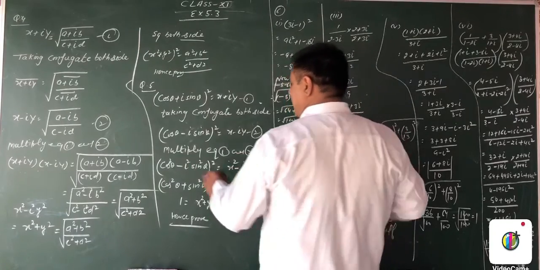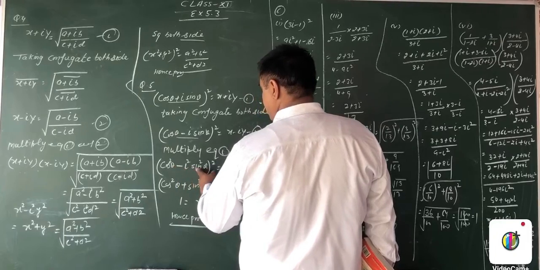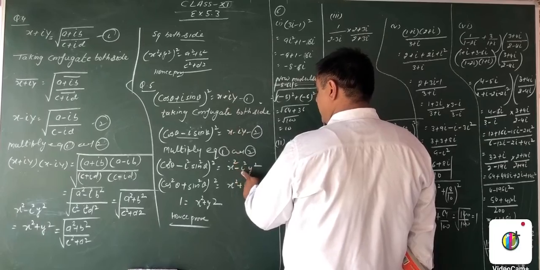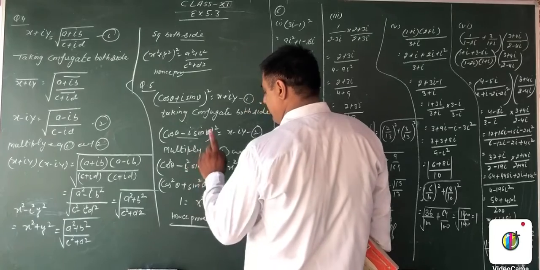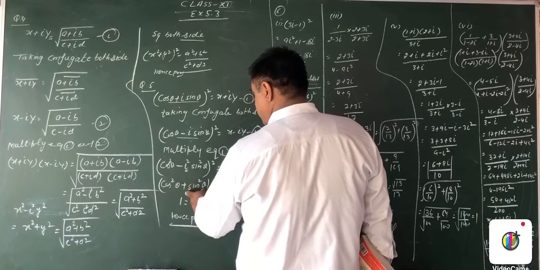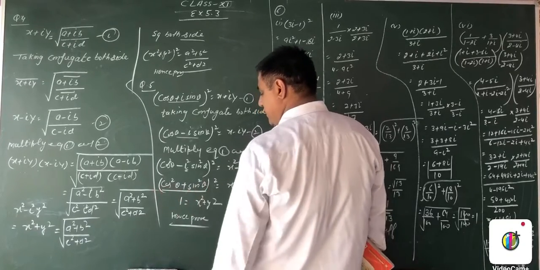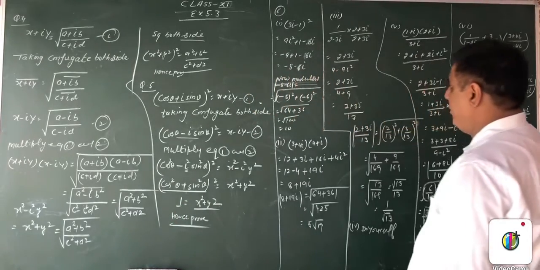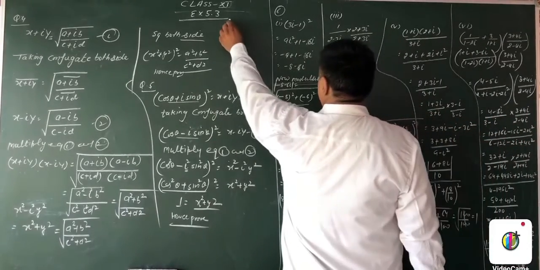Now these are a plus b into a minus b. So (cos square theta minus iota square sin square theta) whole square, and this becomes x square minus iota square y square. Now we put the value of iota square, iota square is minus 1. This minus changes to positive, so (cos square theta plus sin square theta) whole square is equal to x square plus y square. Cos square plus sin square is equal to 1, and this equals x square plus y square. Hence proved.